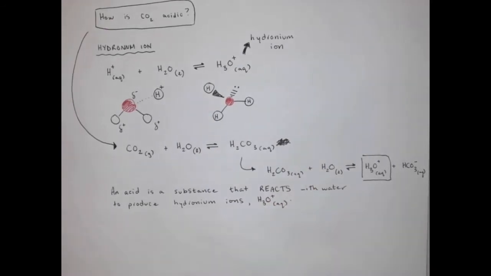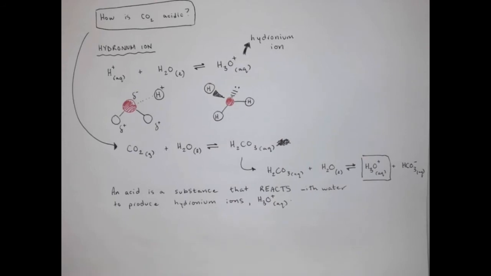So it's no longer that an acid is something that just has hydrogen in it and it dissociates to make hydrogen ions. An acid is a substance that reacts with water. We can't assume that water just sits there and doesn't do anything. Water is actually an active participant in the production of acidic properties. So an acid is a substance that reacts with water to produce hydronium ions, just like this.